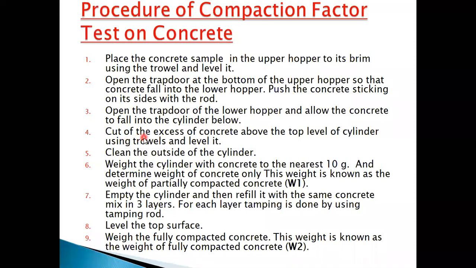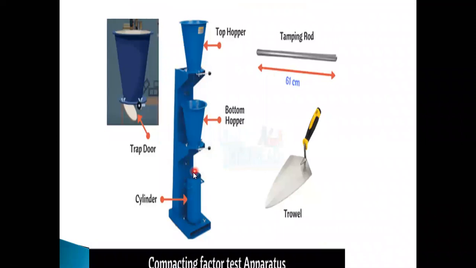Fourth step, cut the excess concrete above the top level of the cylinder using the trowel and level it. When the concrete falls into the cylinder, it has a heap shape, coming above the top surface of the cylinder. Then using the trowel, we cut the concrete above the top level of the cylinder and level it properly. Remove extra concrete along the outer surface of the cylinder.